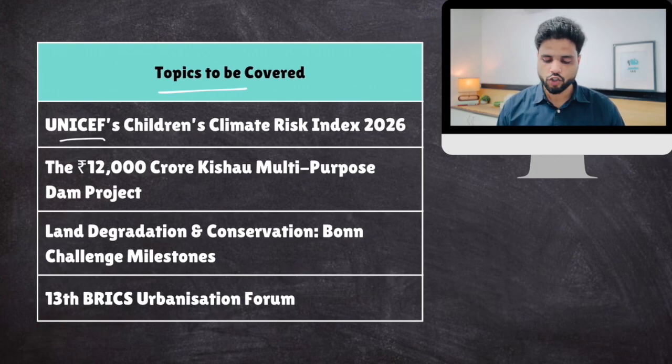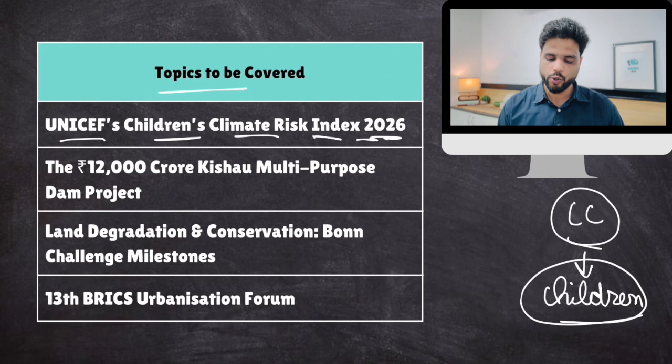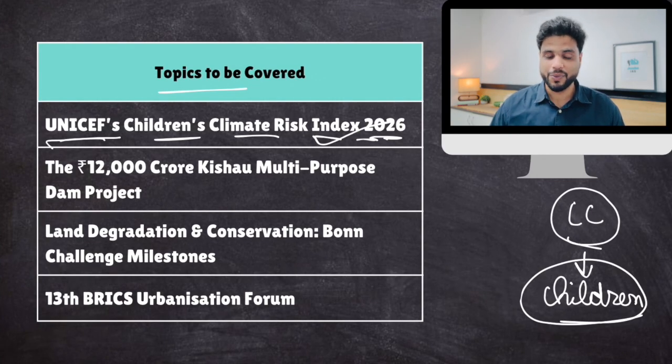Number 1, UNICEF's Children's Climate Risk Index 2026. Climate change is a reality, but it disproportionately affects children. There is a good reason behind it. Now, UNICEF came out with an index assessing different countries, okay? So every country was given a score, and based on that score, UNICEF was able to ascertain in which country children are more vulnerable to climate change and in which country children are less vulnerable. Surely, India is not that good a country with respect to vulnerability of children to climate change. We'll talk about all these things in this topic.